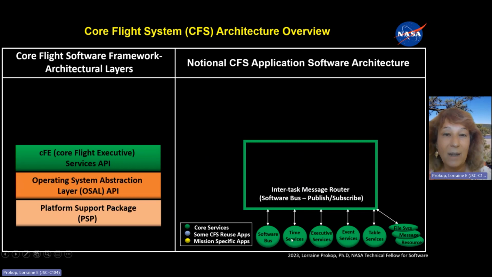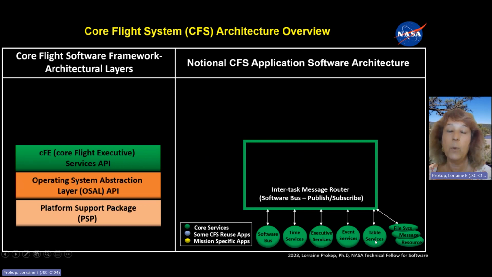Time services provides just that, things to do with time. There are timers, ways to link to GPS devices, ways to do a delay, things like that. Executive services control the tasking, starting and stopping, things like that. Event services is a bunch of services to allow for asynchronous event communication between apps and possibly between your system and the ground.